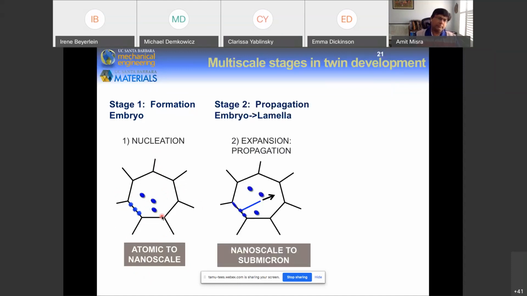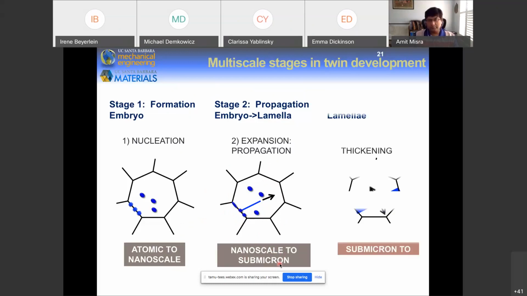And then the next stage in twin development is what we would call the propagation stage, where it now moves from atomic scale, an area that, of course, presumably is very difficult to see, to now starting to the micron scale when an embryo forms and elongates into a lamellae. This is what we call the propagation stage. This can occur anywhere between the nanoscale to submicron.